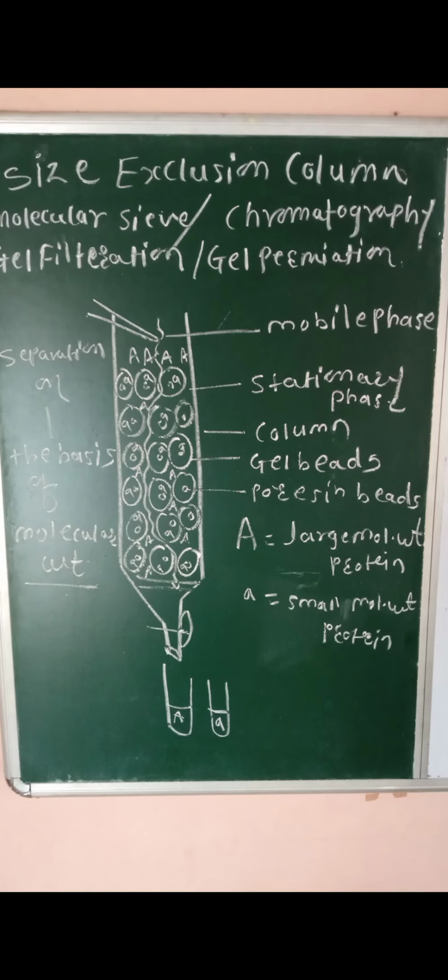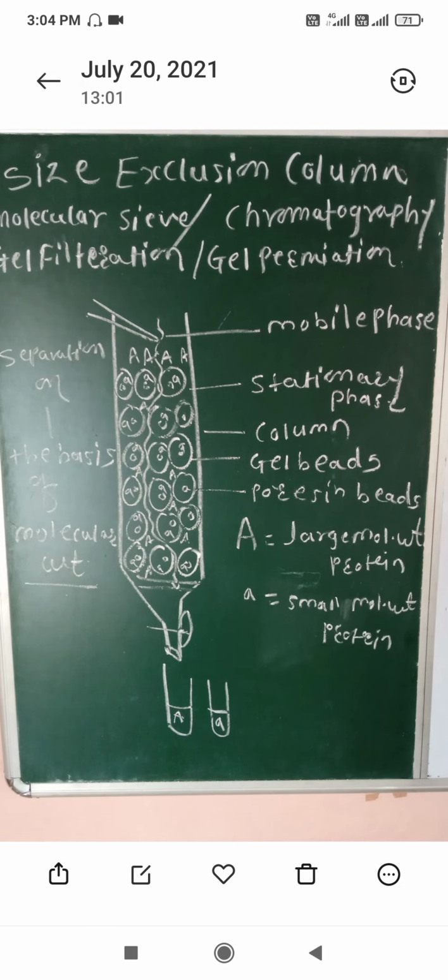Gel filtration column chromatography, or size exclusion column chromatography, is also called gel permeation column chromatography. It is the separation of proteins on the basis of molecular weight.